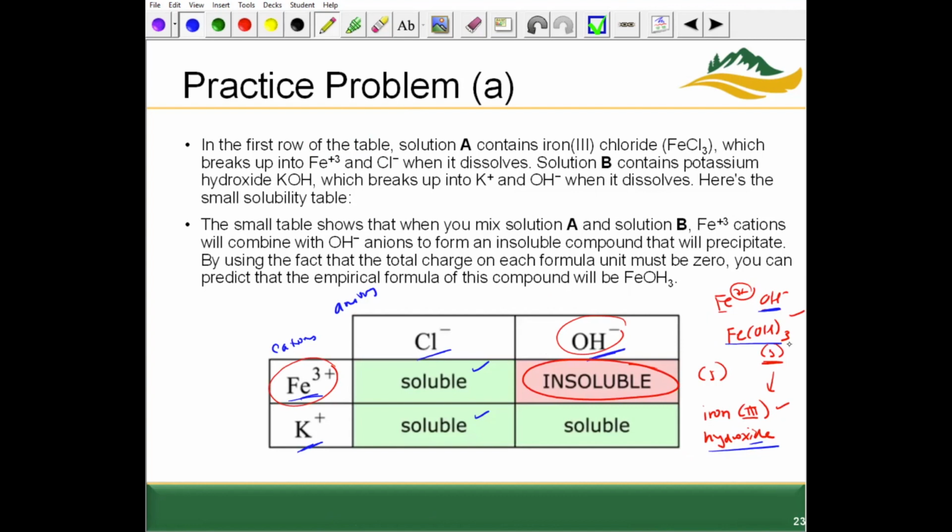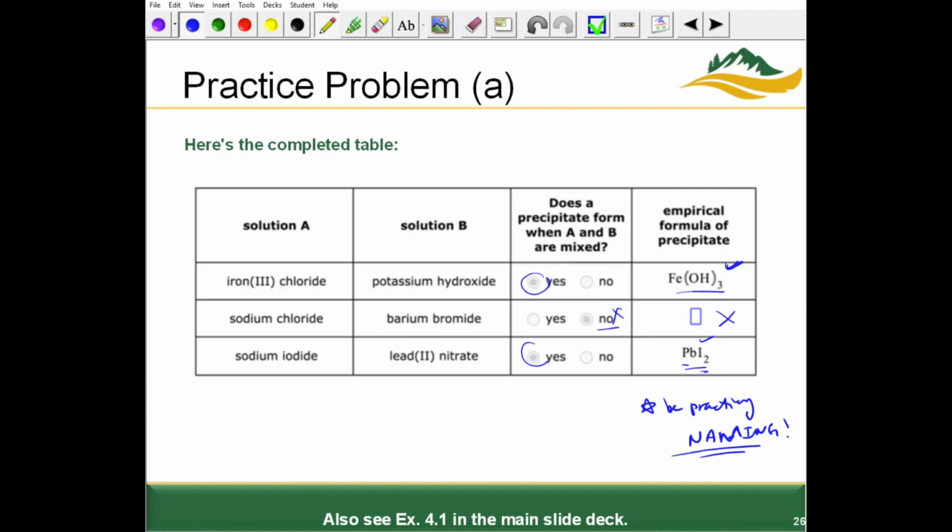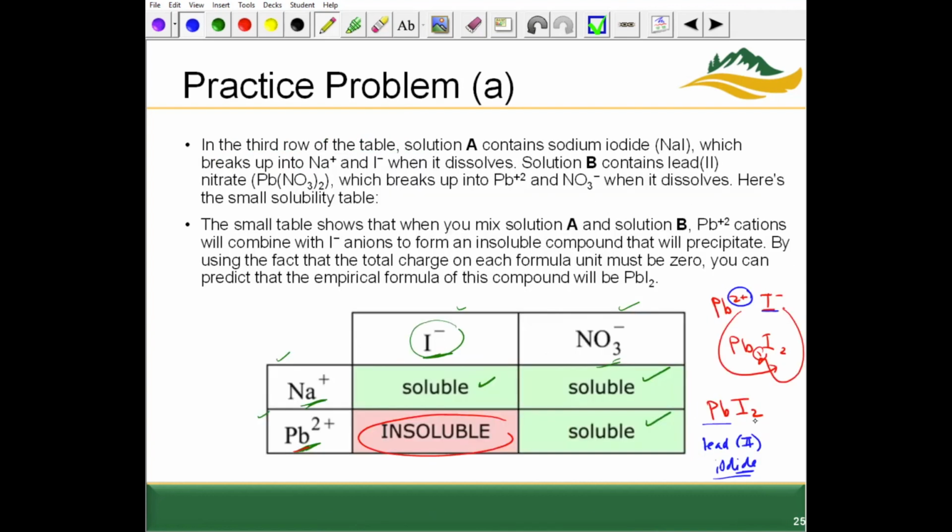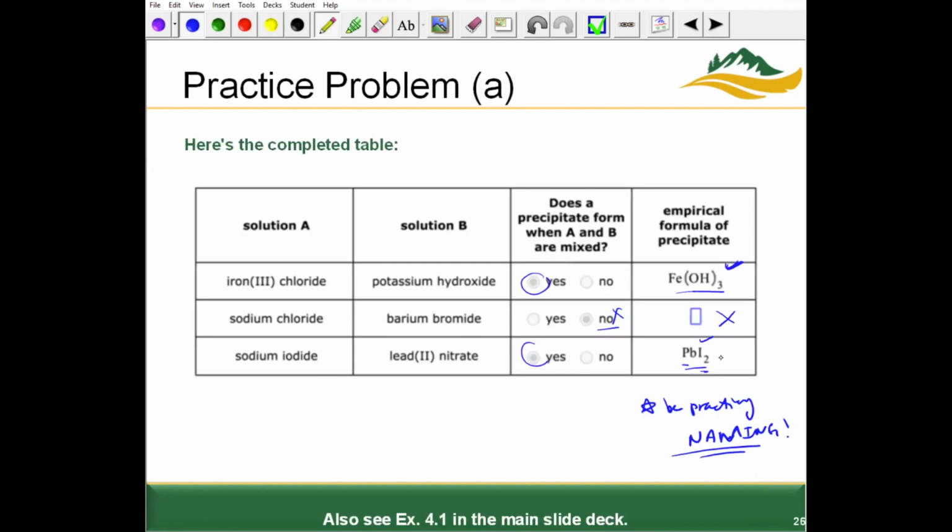So Fe(OH)3 with the parentheses here and the 3 on the outside. That's our answer here. Lead 2 iodide, here is our answer for that one. So now we have our final answer here. Again, naming, writing out formulas, getting really comfortable looking at the solubility rules is going to be important in these topics in chapter 4. There's another example you can look at in the main slide deck for more practice on this as well.